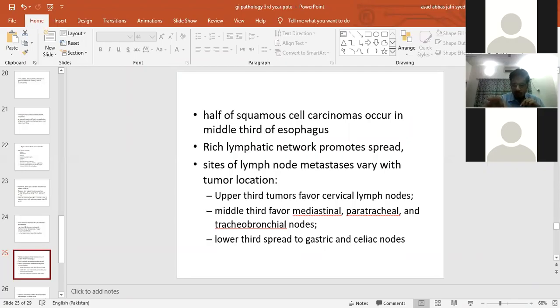Obviously, sites of lymph node metastasis vary according to the location of the tumor. So upper third tumors favor cervical lymph nodes, middle third favors the mediastinal and paratracheal lymph nodes, and the lower thirds tumors spread preferentially to the gastric and the celiac lymph nodes.